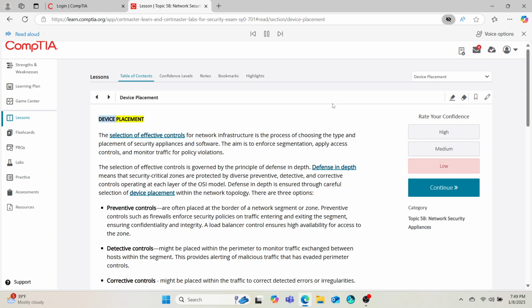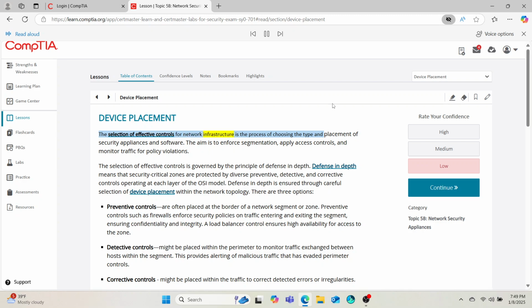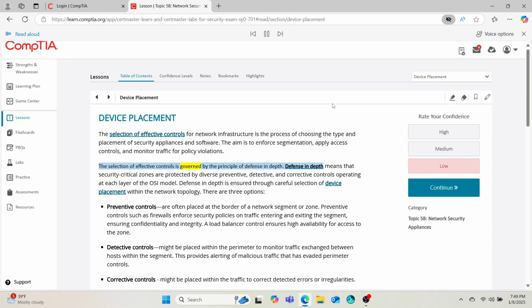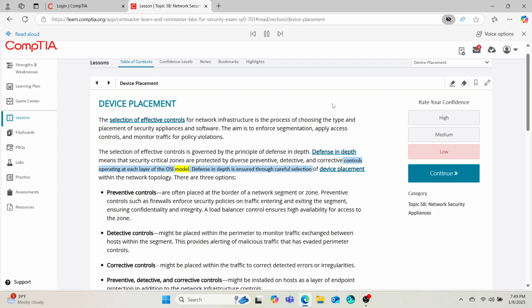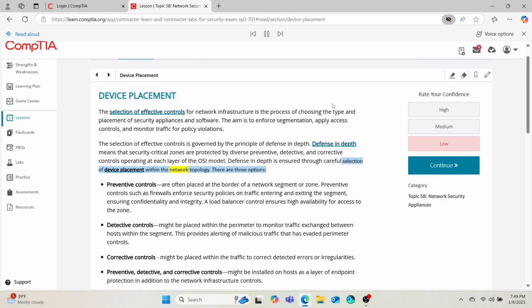Device placement. The selection of effective controls for network infrastructure is the process of choosing the type and placement of security appliances and software. The aim is to enforce segmentation, apply access controls, and monitor traffic for policy violations. The selection of effective controls is governed by the principle of defense in depth. Defense in depth means that security-critical zones are protected by diverse preventive, detective, and corrective controls operating at each layer of the OSI model. Defense in depth is ensured through careful selection of device placement within the network topology.